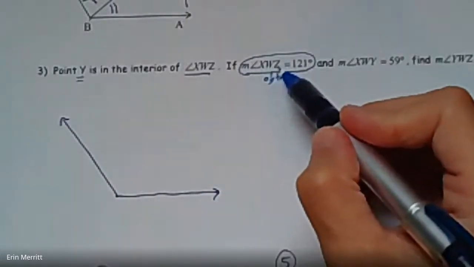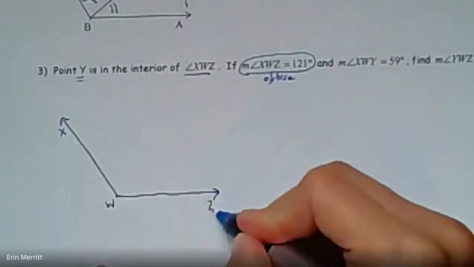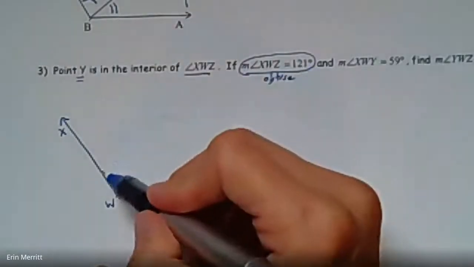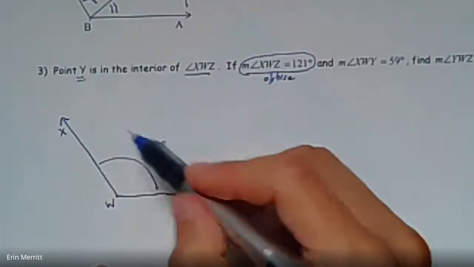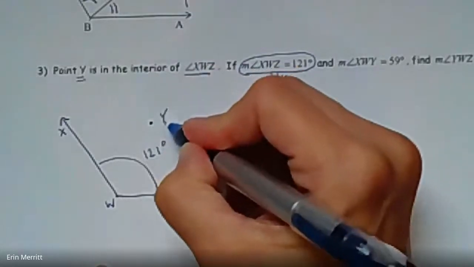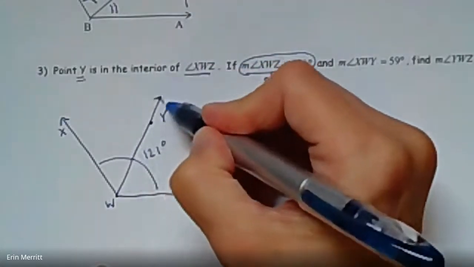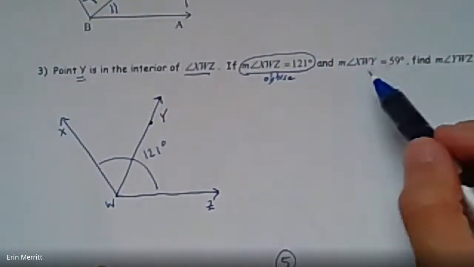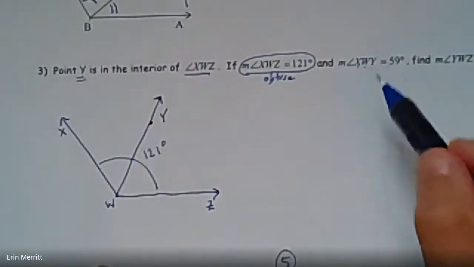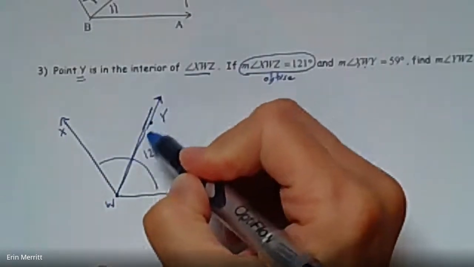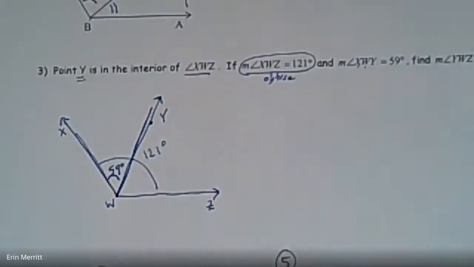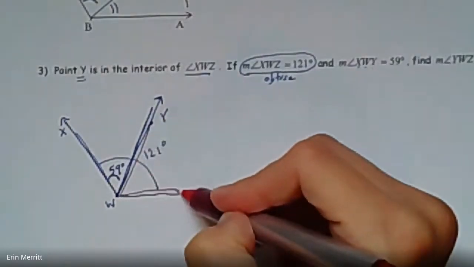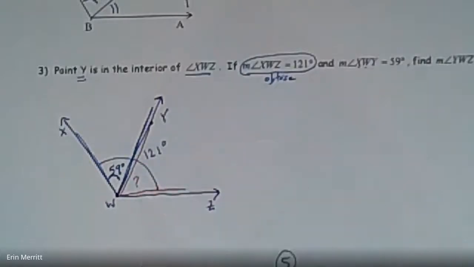But otherwise, XWZ means X is out here, W the vertex, Z over here. All right, it's 121 degrees. So that whole angle is 121. And now it tells us point Y is in the interior. So somewhere here is point Y. So maybe just pick a spot, call that point Y, and then extend a ray through that point. Then it says the measure of angle XWY. So let's trace. XWY. So this angle here is 59 degrees. And then it's asking us for the measure of angle YWZ. So YWZ is this angle next to it over here. This is what we want.